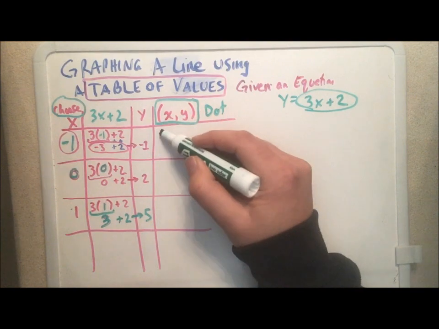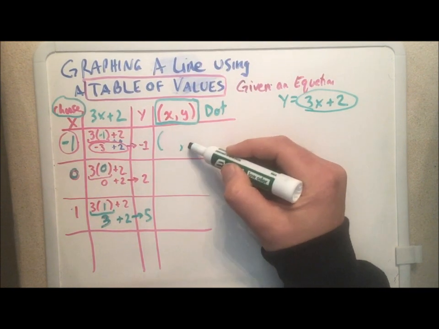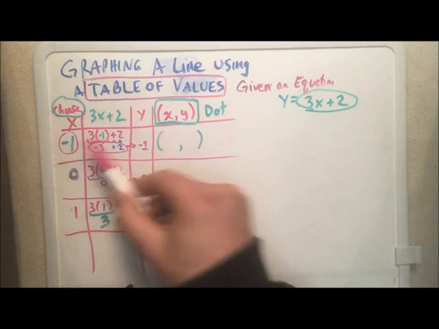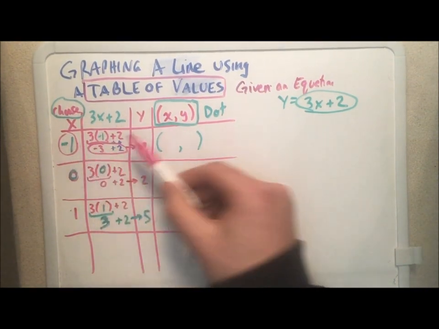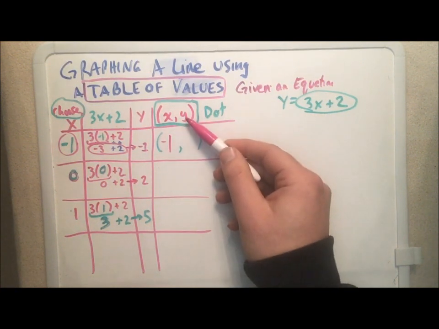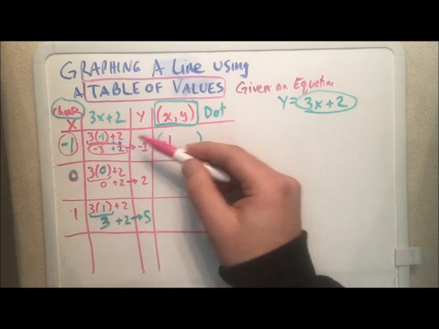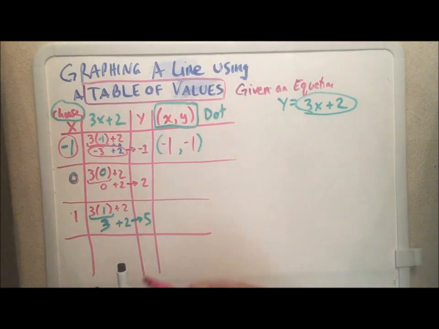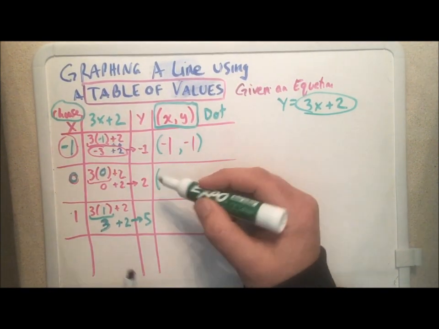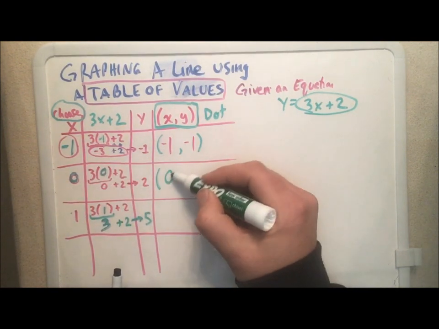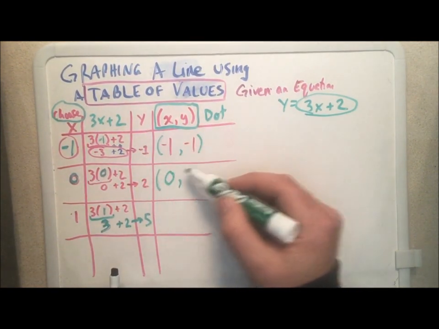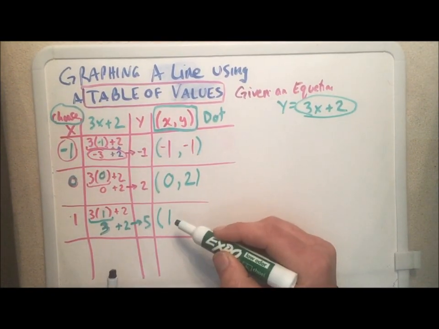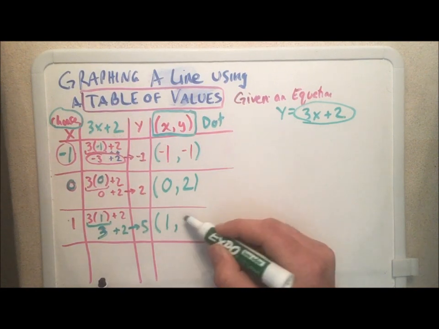It always starts with a bracket, some value, comma, some other value, closed bracket. The good thing is there are no calculations to do. We know that the x we chose here was -1, so there it is. We know that the y we found was -1. It's just a coincidence that they're the same number, no big deal. Going to the next line, when x is 0, our y value was 2. And our next one, when x is 1, our y value is 5.